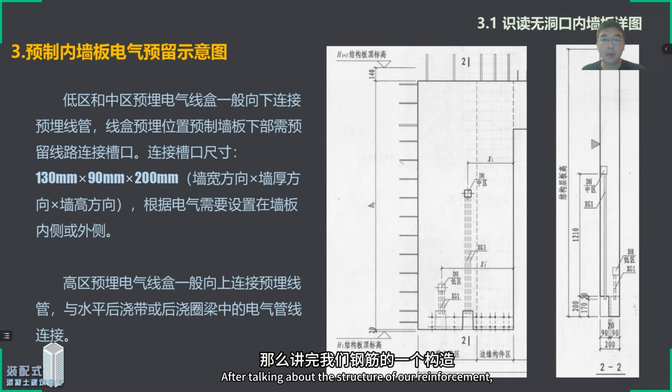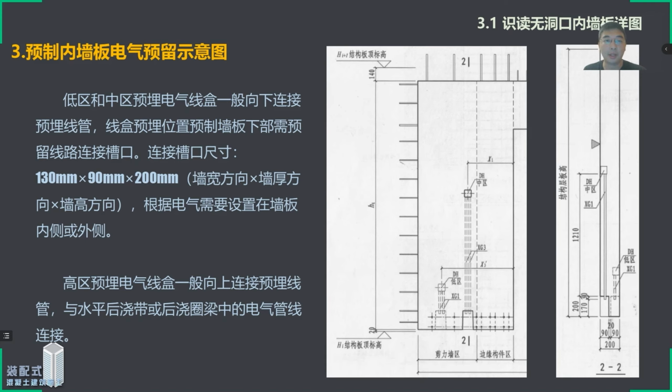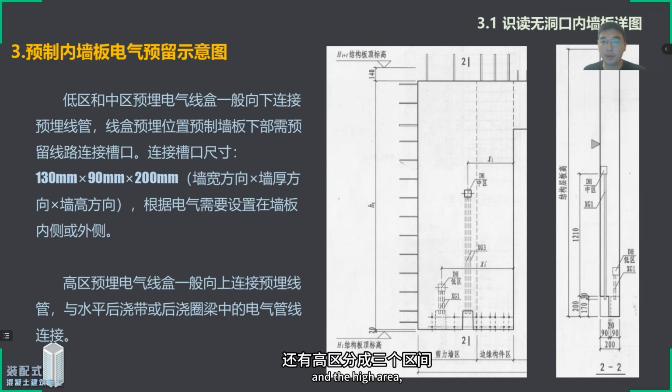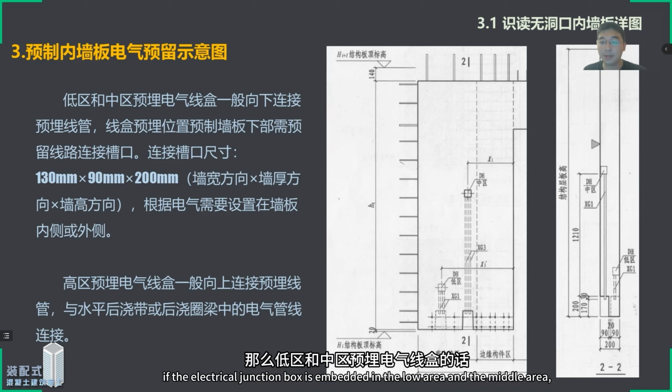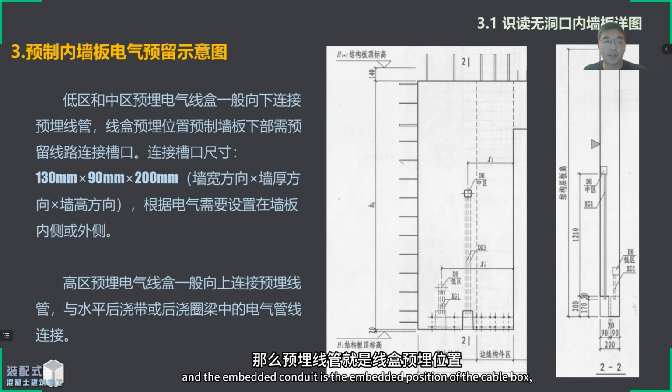After talking about the structure of our reinforcement, I'll explain the diagrammatic sketch of the prefabricated interior wall, electrical appliances reserved. For the electrical appliance reserved diagrammatic sketch, we generally divide it into 3 sections: the low area, the middle area, and the high area. If the electrical junction box is embedded in the low area, we generally connect the embedded conduit downward. And the embedded conduit is the embedded position of the cable box.